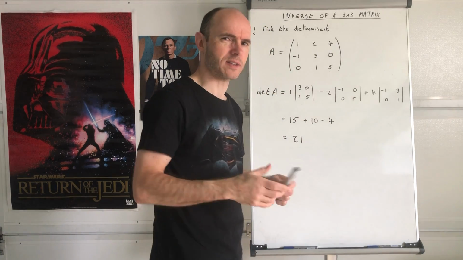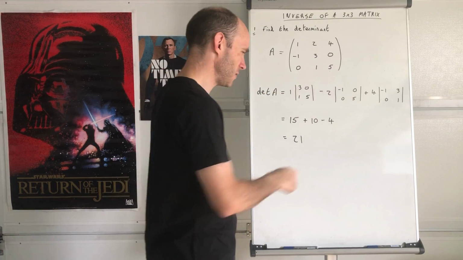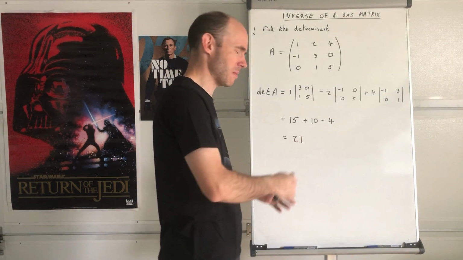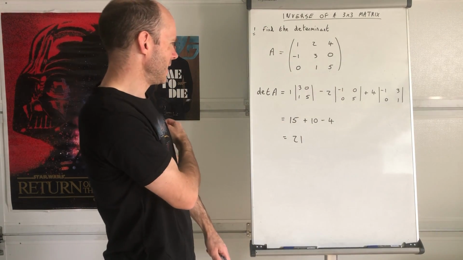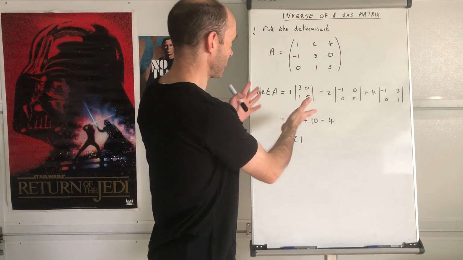Nice. I know it's right because I know the determinant is 21. I've been doing the same example for years, and I remember the determinant is 21, so that's good. So that's how to find the determinant.